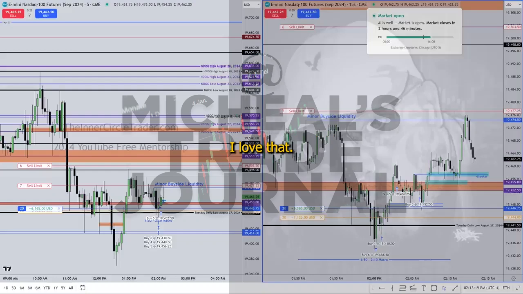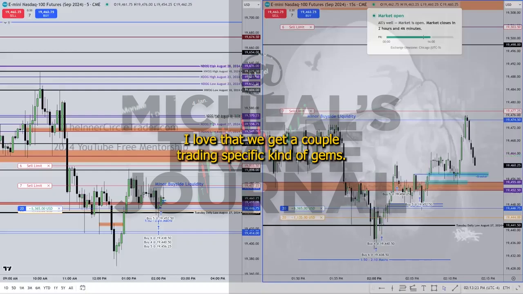I love that. I love that we get a couple trading specific kind of gems.